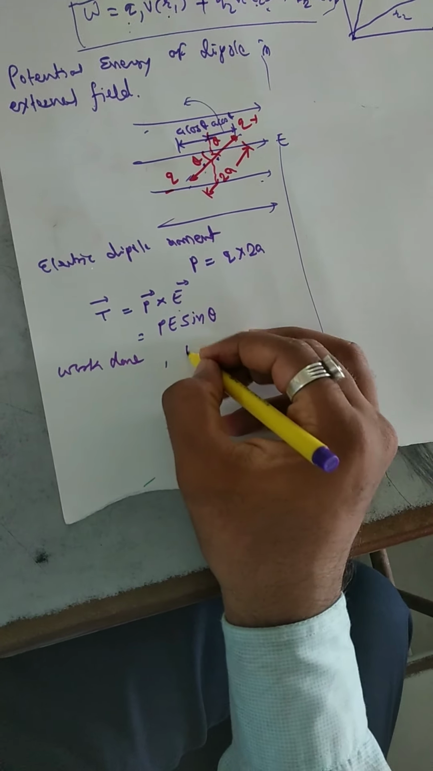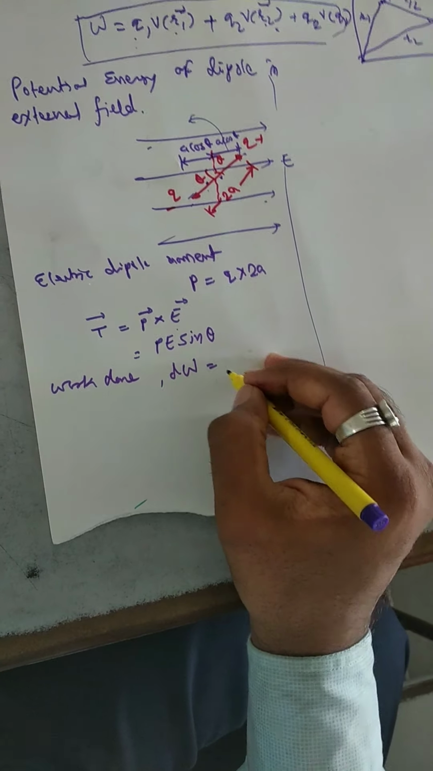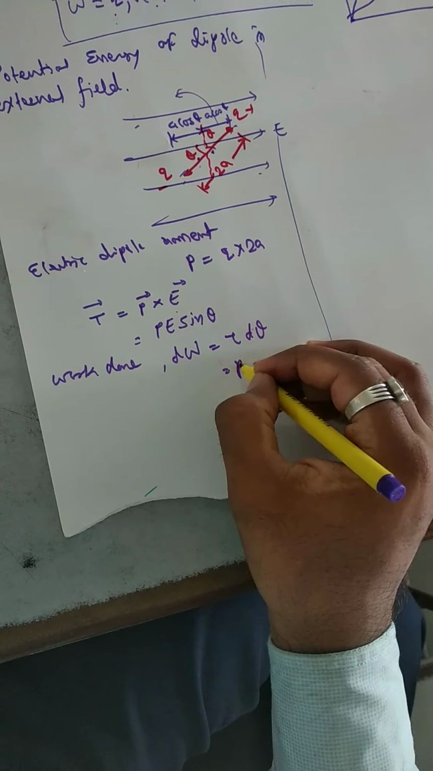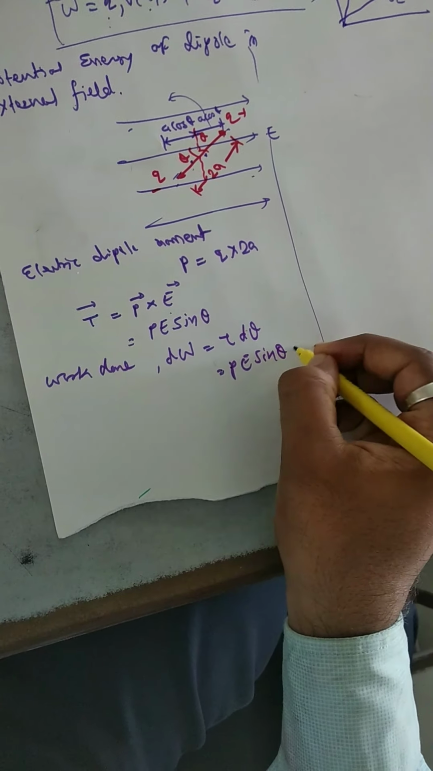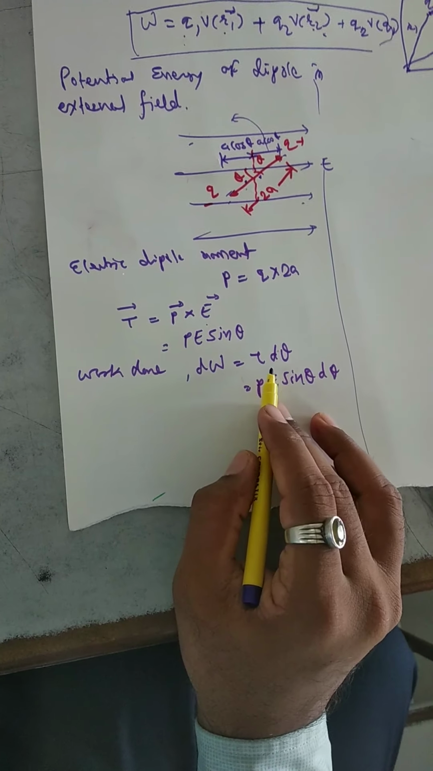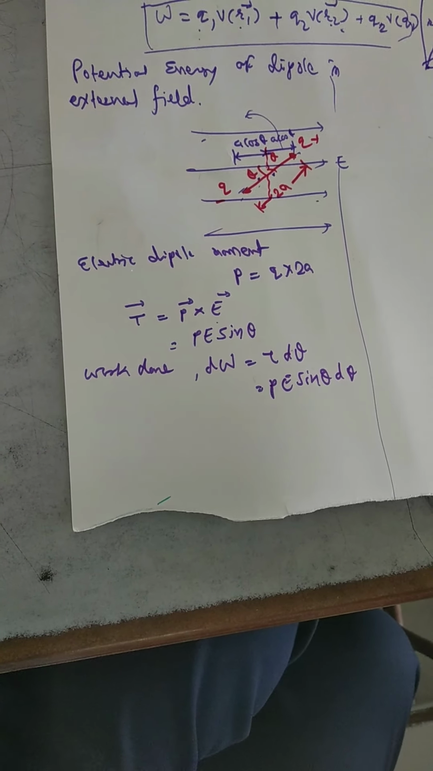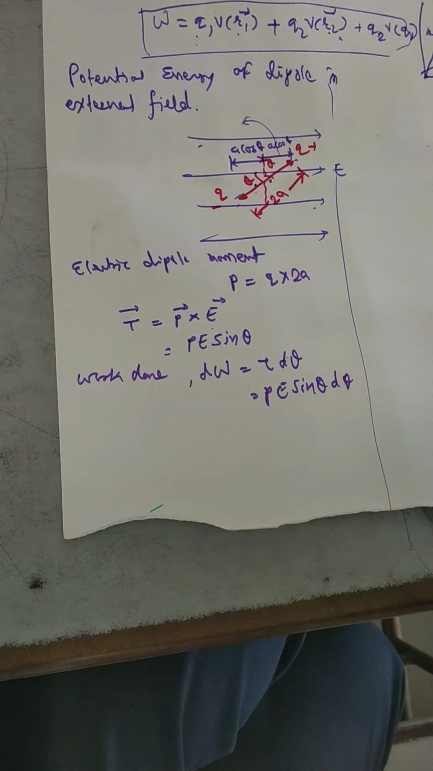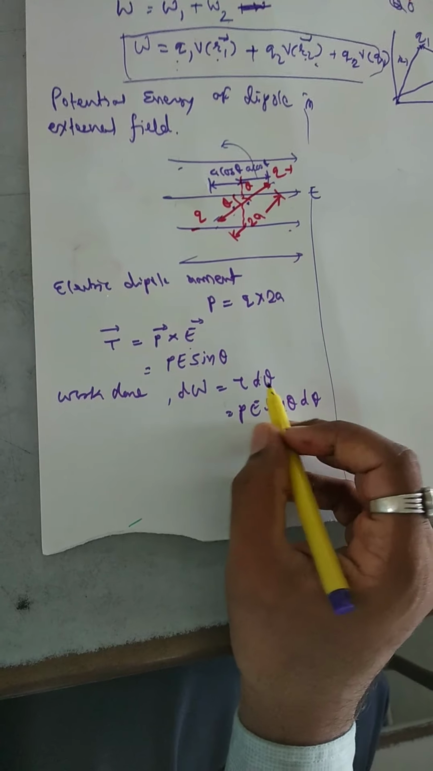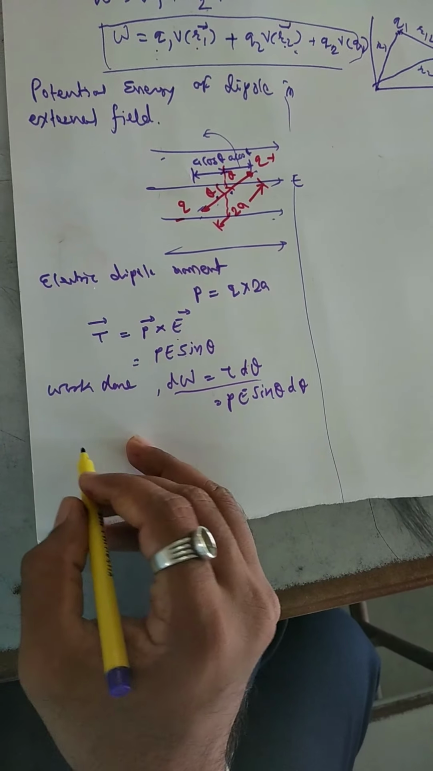in this case, suppose I am taking a small portion of theta, so the work done is equal to torque into d theta. So PE sin theta into d theta. That will be the equation. This equation, work done equal to torque into d theta, we have already seen in chapter number 7 in 11th science. So we have directly taken this equation over here. So this is the work done for a small portion.